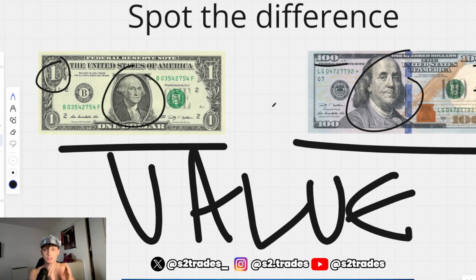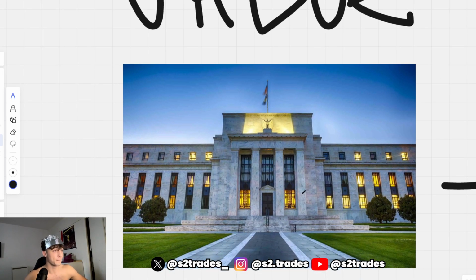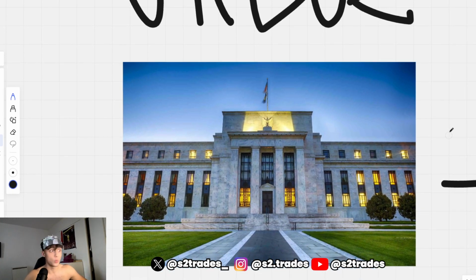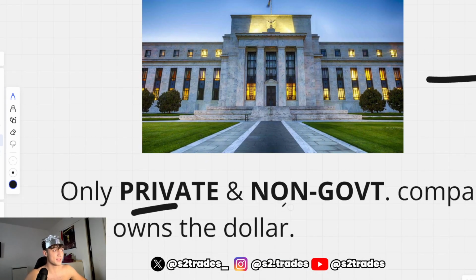It's not tied to any gold standard. It's not tied to anything. It's literally being printed by the Federal Reserve, which is actually a private, non-government company. They own the dollar and they're printing it out, right?